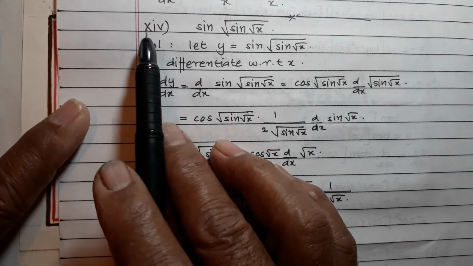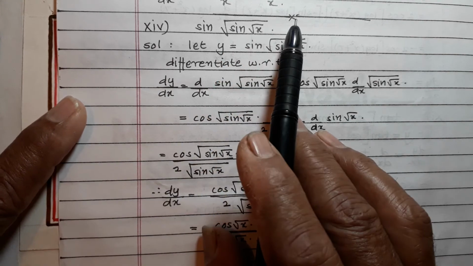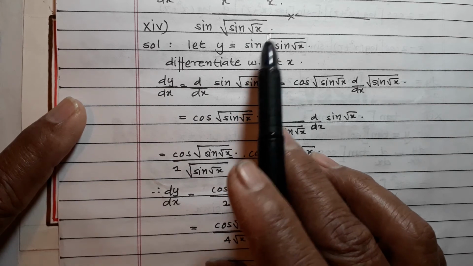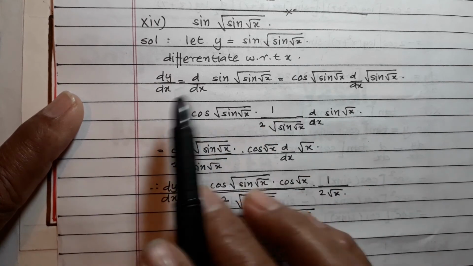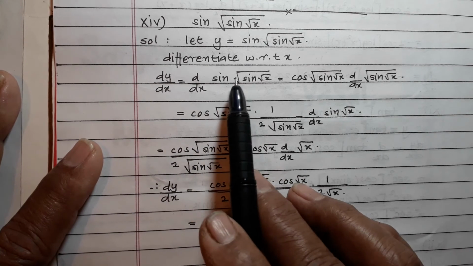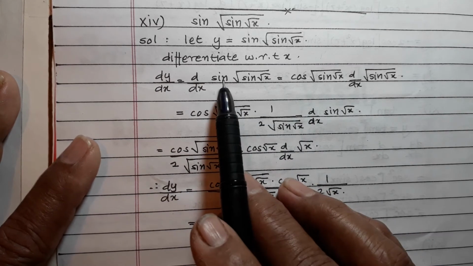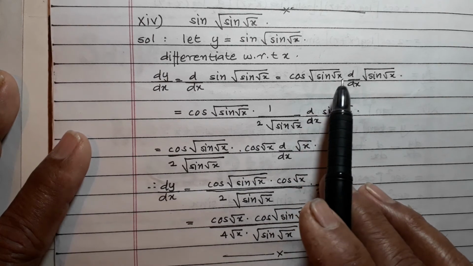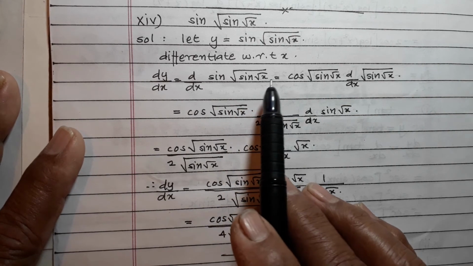Question number 14. sin(√(sin √x)). So let y = sin(√(sin √x)). Differentiate with respect to x. dy/dx = d/dx of sin(√(sin √x)), the first derivative of sin is equal to cos(√(sin √x)), and the derivative of √(sin √x).